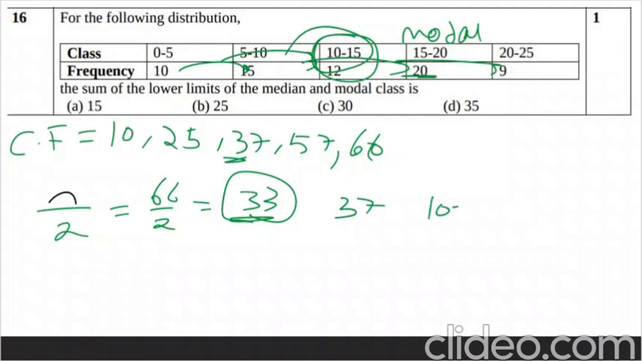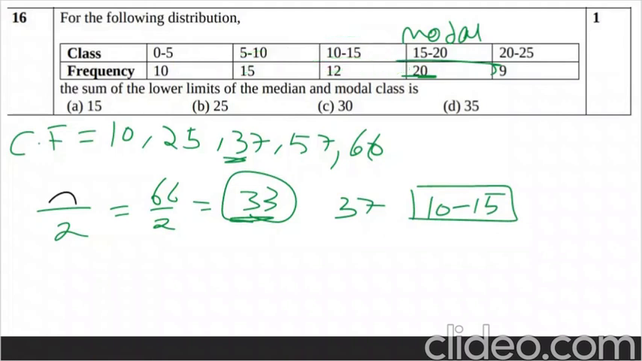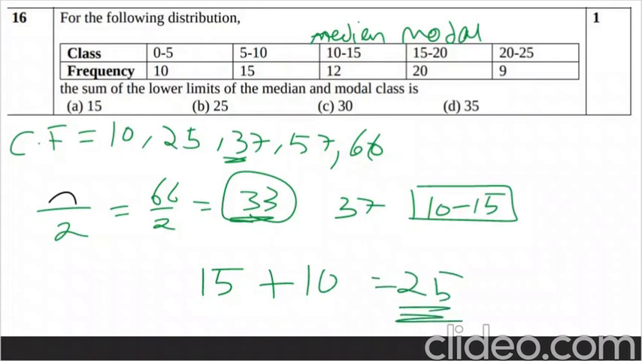That is in the 10 to 15 class. So this becomes my median class. Okay, median class. Now take the smaller values. Lowest value in median class is 15 plus the lowest value in modal class is 10. So 15 plus 10 gives me 25. That becomes your correct answer B.